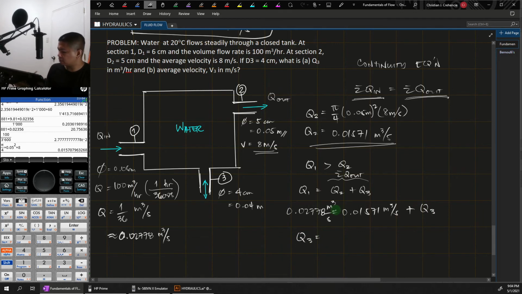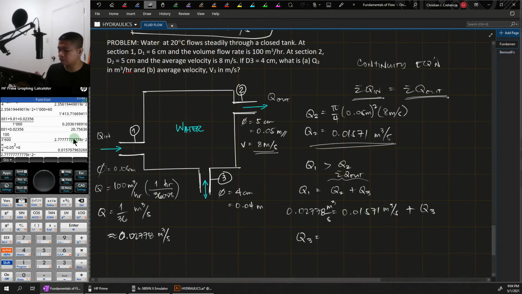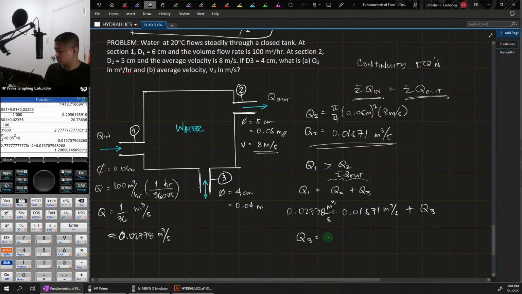So, yung difference nilang dalawa. So, 0.02778. So, ito yung gamitin ko. Then, minus natin ngayon to, no? 0.0157. So, this is 0.01207. Okay? This is in cubic meter per second.